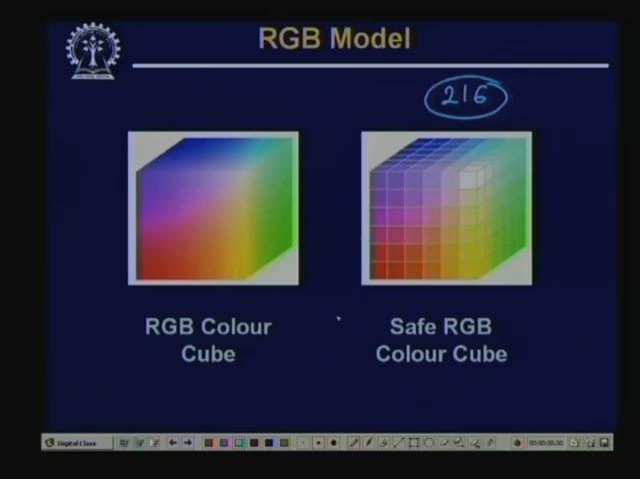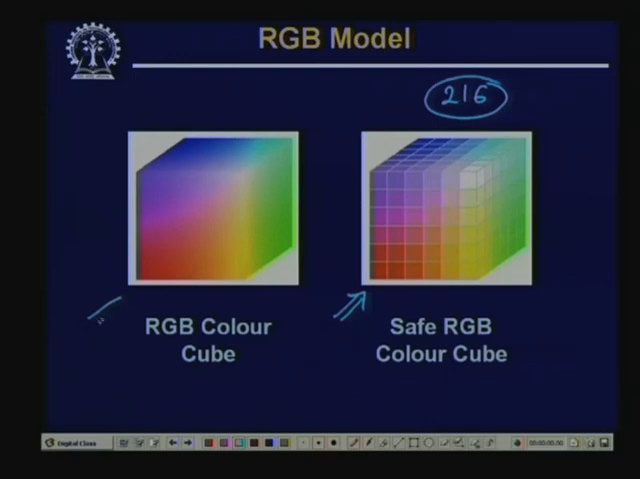On the right hand side we have drawn a safe RGB color cube. Here we have 6 different shades of each of the colors, that is red, green and blue, and using these 6 different shades we can generate 216 different colors. These 216 different colors are known as safe RGB colors because they can be displayed in any type of color monitor.